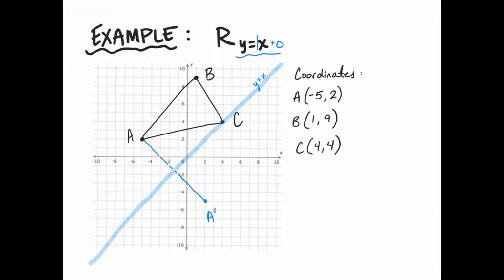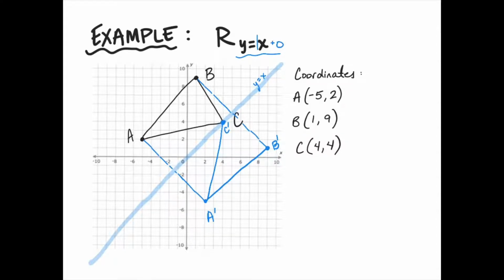I'll do the same thing with point B. 1 diagonal, 2 diagonals, 3 diagonals, 4. So point B is 4 diagonals from the line of reflection, so let's go 4 diagonals on the other side. 1, 2, 3, 4 diagonals. So B prime is going to go there. And what's cool about C is it's sitting right on the line of reflection, so it's not going to go anywhere. It's going to sit right where it's at. So C prime is in the same spot as C.